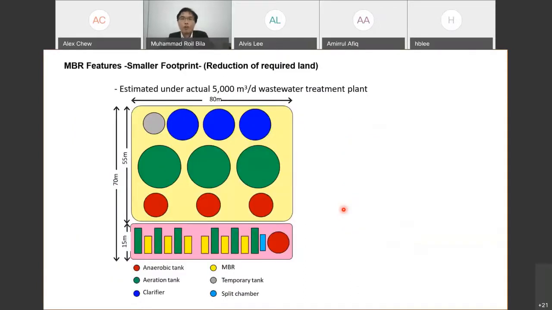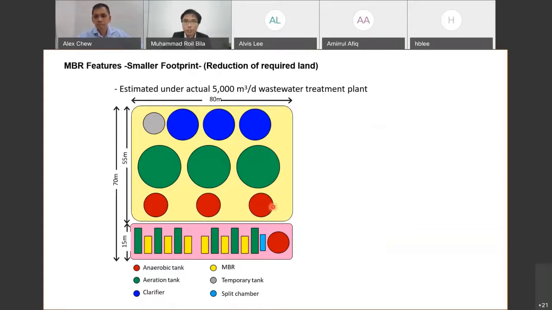Okay, so how about the footprint? Say I have an issue that we have a limited area in our plant, and we only allocate a small area in the corner for the treatment of the wastewater. So this is a land layout for the application of conventional activated sludge, where you basically have the equalization tank, a clarifier, the aeration tank, and sometimes if you want to process your excess sludge, we have an anaerobic tank here.